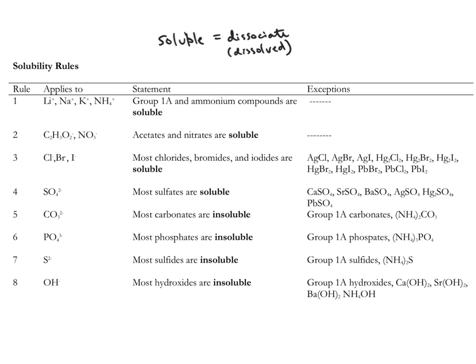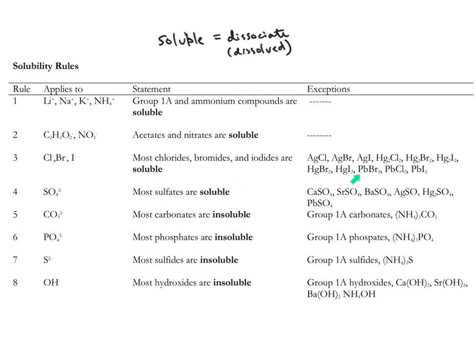Rule 2 applies to acetates and nitrates. Those are all soluble. No exceptions to that. So anytime these ions are part of your compound, that compound will be soluble, and you'll see an example here in a moment. Rule 3 applies to halides, pretty much chlorides, bromides, and iodides. We're not going to worry about fluorides right now, but chlorides, bromides, and iodides, they are generally soluble.